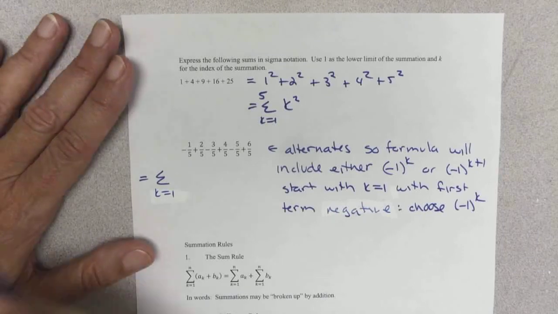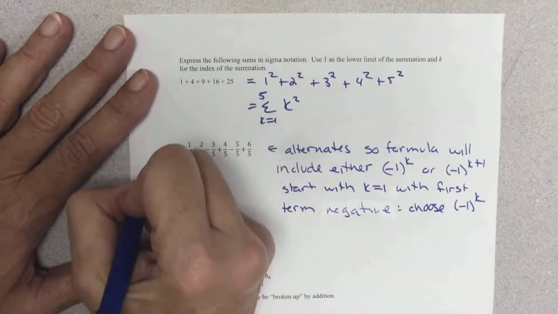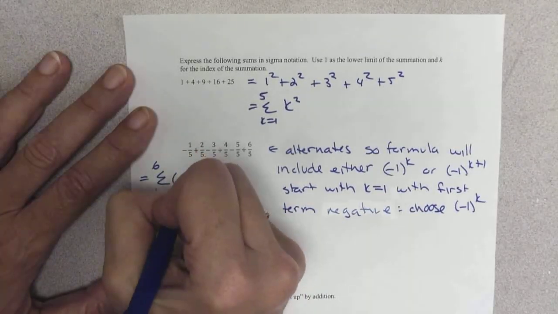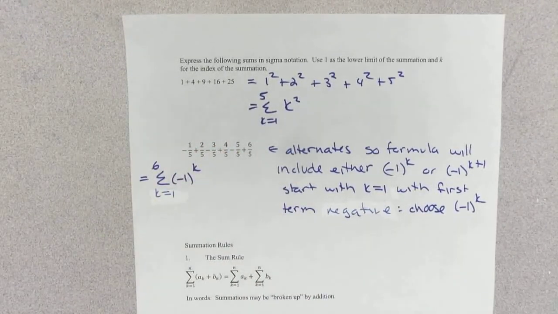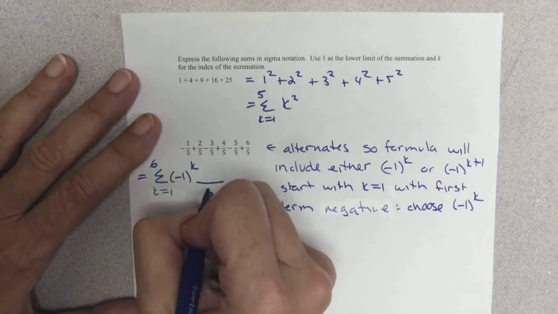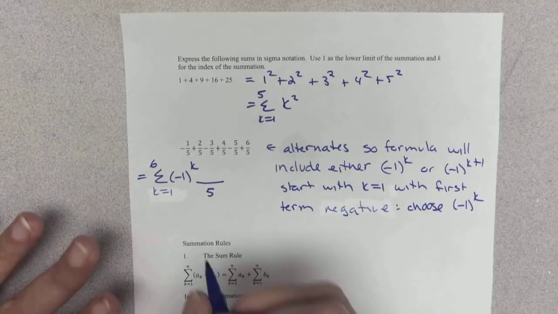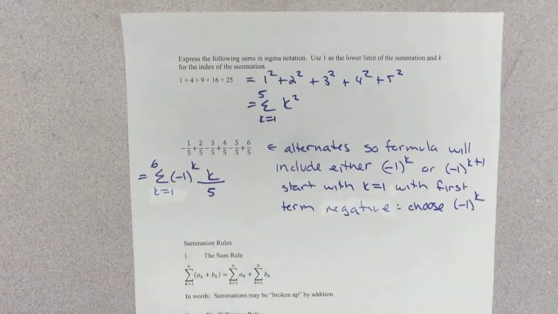So I'm going to go with negative 1 to the k. My summation is going to be k equal 1 to 6, because it goes up to 6. Then we decided there'll be a negative 1 to the k, and now getting the rest of the formula. Each and every time, the denominator is just 5, so that's easy enough to get. And the numerator just goes 1, 2, 3, 4, 5, 6. Well, that's just what's happening to k as k counts up. So my numerator is just going to be k. And there's what will do it for us.